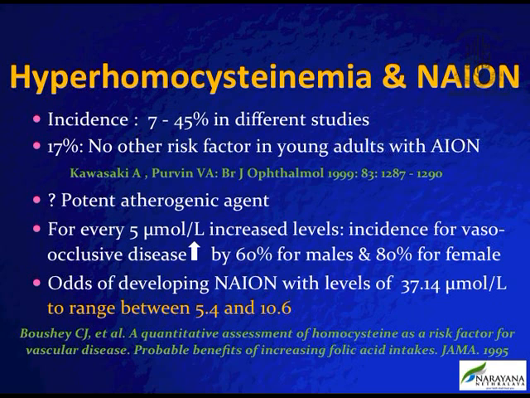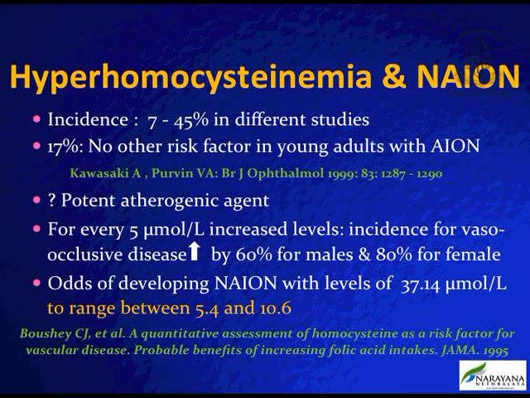Now coming back to NAION and hyperhomocysteinemia, it is seen that between 7 to 45% in different studies show that young patients with NAION actually have high levels of homocysteine. And therefore it's a potent atherogenic agent which is responsible for developing NAION.